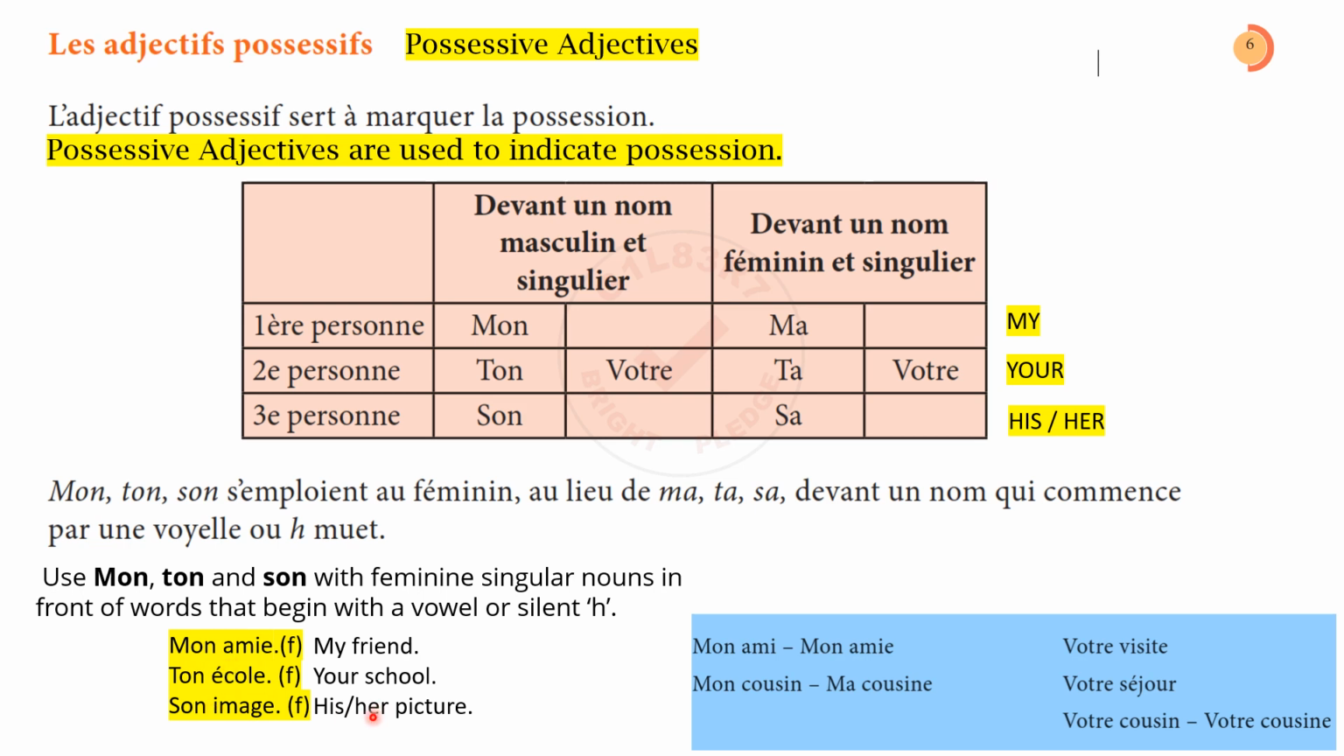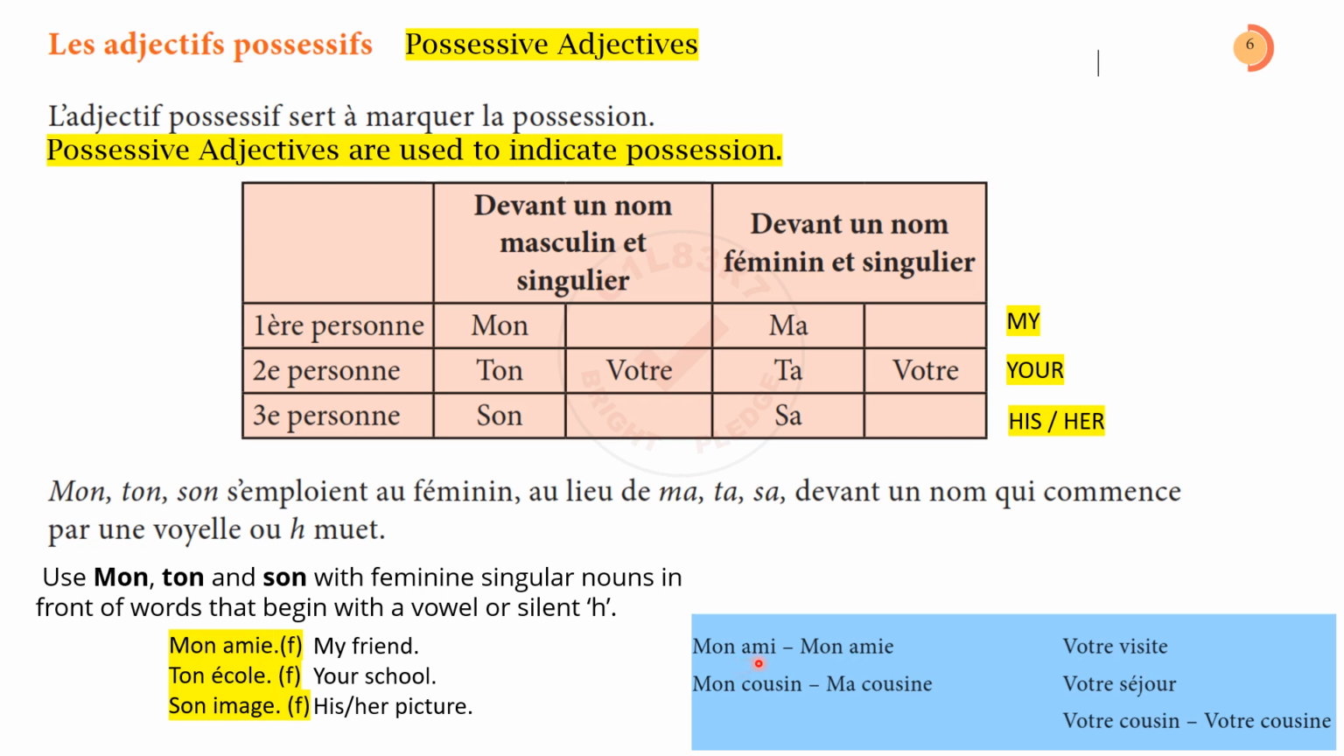Right. That's why the French came up with a rule where for feminine singular nouns beginning with a vowel or H, we still go ahead and use mon, ton, son. Okay. So otherwise, in general, in front of a masculine singular noun, you're going to use mon, ton, son, and in front of a feminine singular noun, you're going to use ma, ta, sa. And votre is common for both.